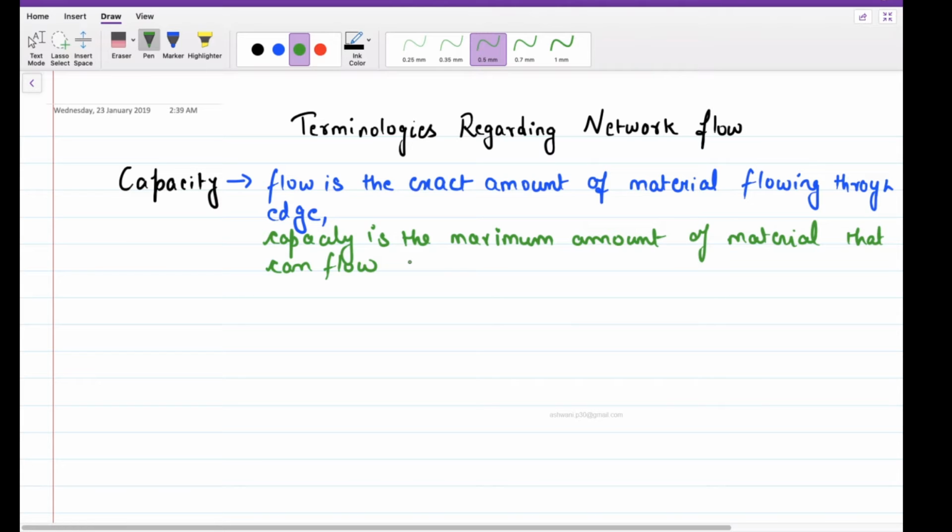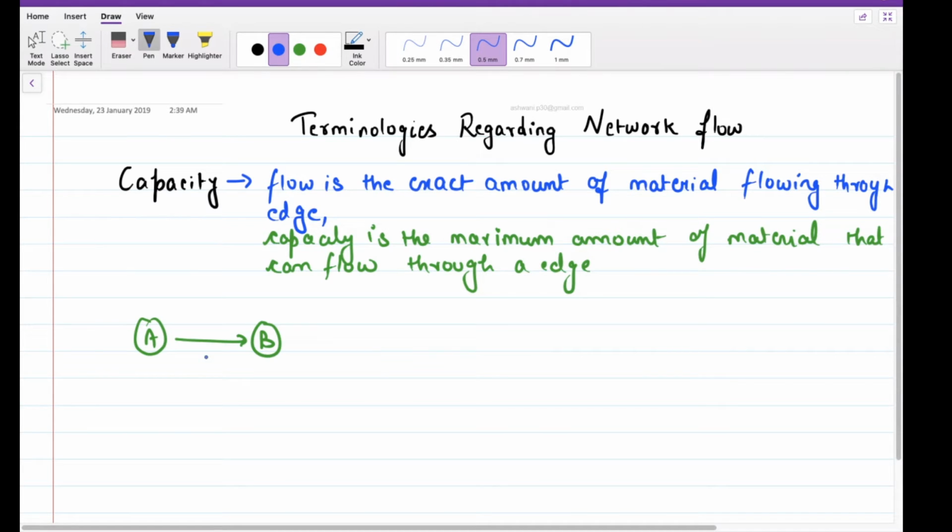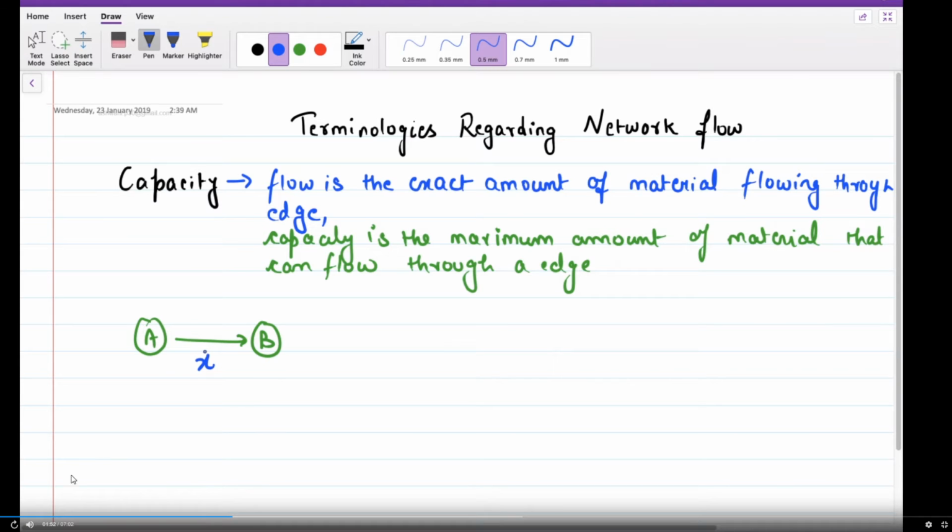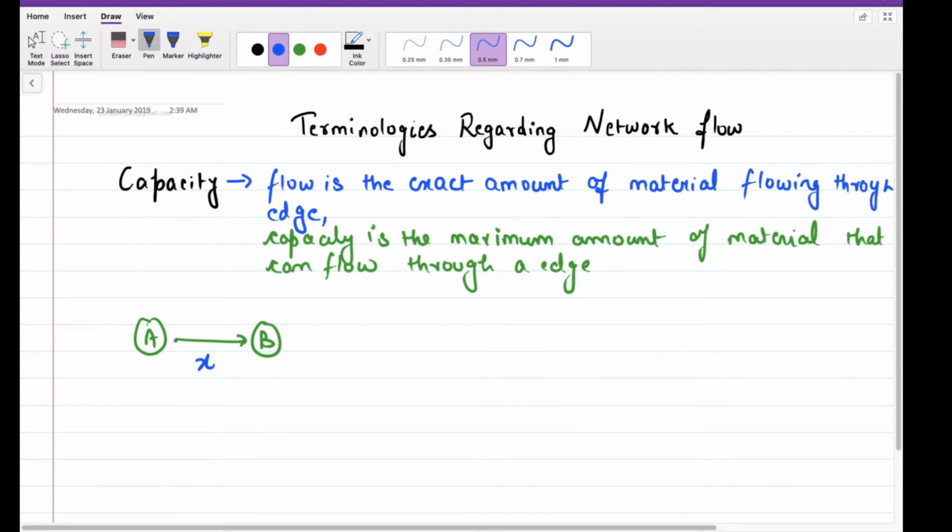So, for example, suppose there are two vertices A and B. The capacity between A and B can be a value x. If the capacity of the edge AB is x, then the flow F will always be less than or equal to x, as we cannot have flow more than capacity through an edge. So now let us look at some other terminologies.